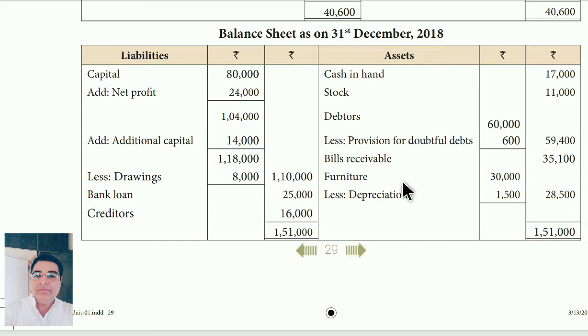Furniture, there is a depreciation. So 30,000 into 5 by 100 is 1,500. So 30,000 minus depreciation 1,500, you'll get 28,500. As I already told you in the previous sum also, if anything is less on the asset side, you have to write it on the opposite side, profit and loss account, debit side.